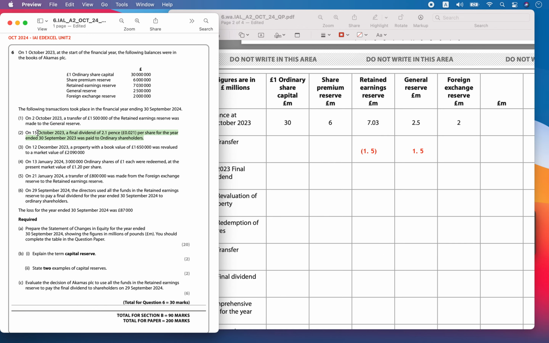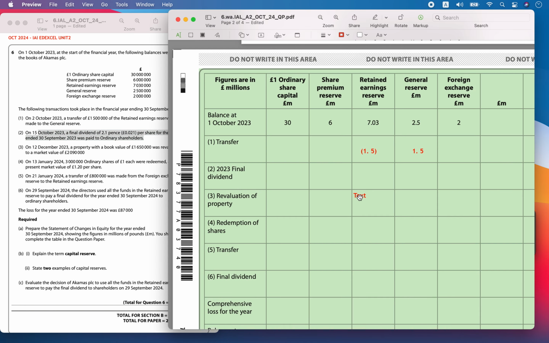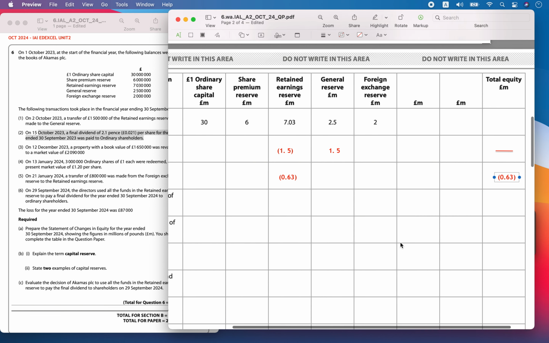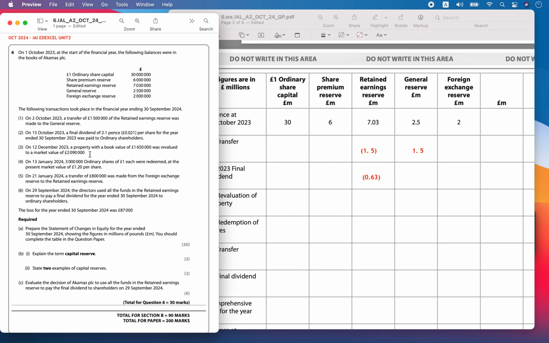It is going to be issued from the retained earnings. Any dividend I issue comes from the retained earnings, so this is going to reduce my retained earnings by 0.63 million. Now this is going to affect my equity. It is going to reduce my equity because I have issued 0.63 from the retained earnings.